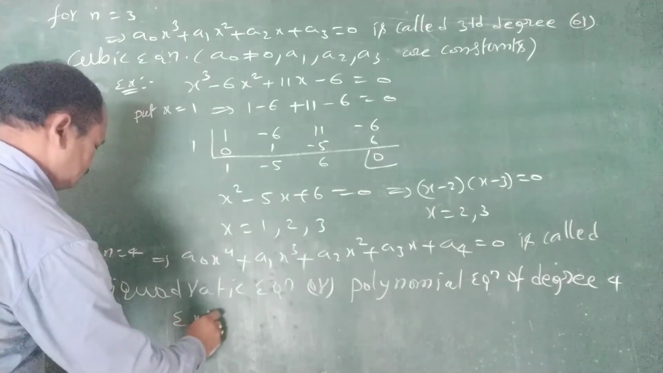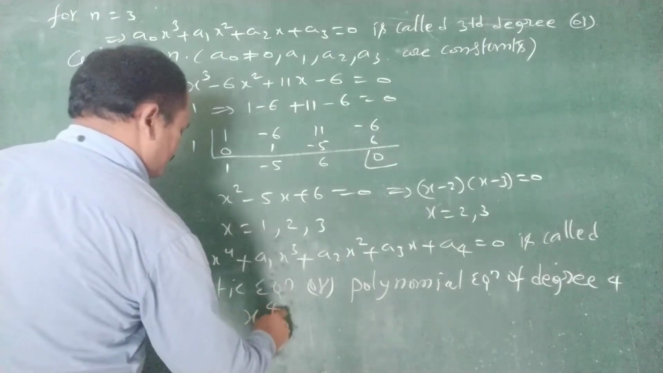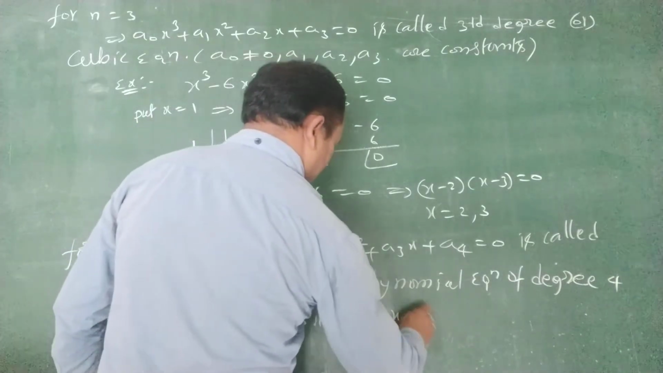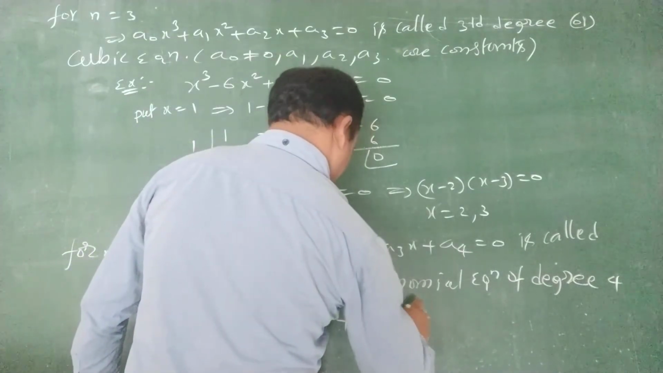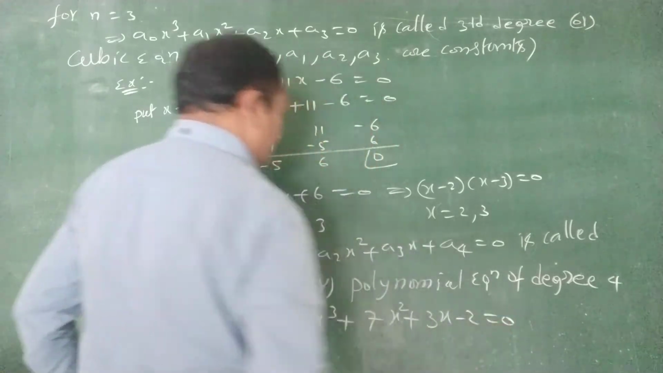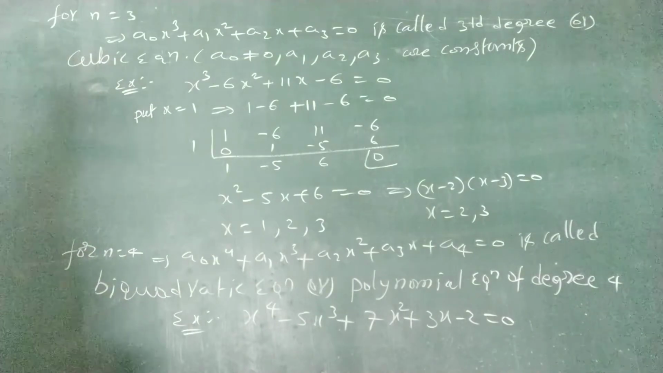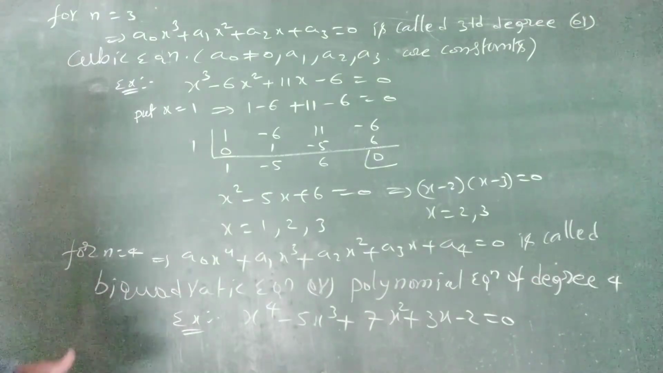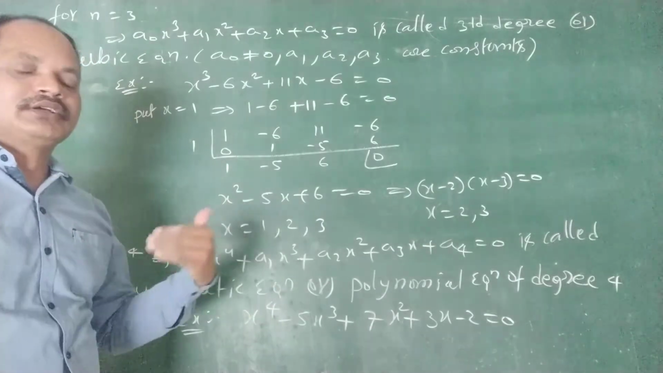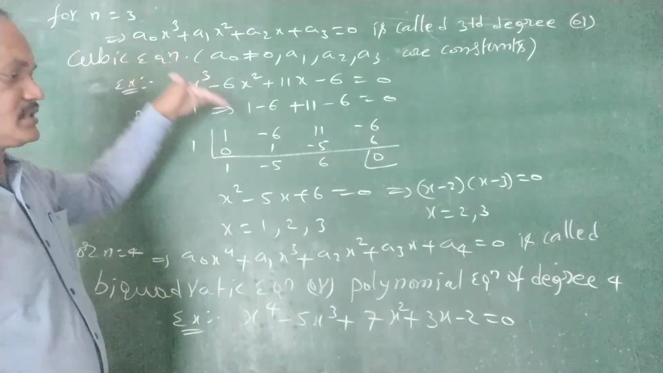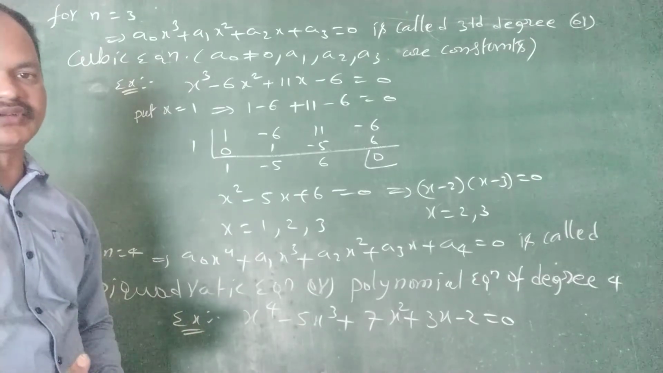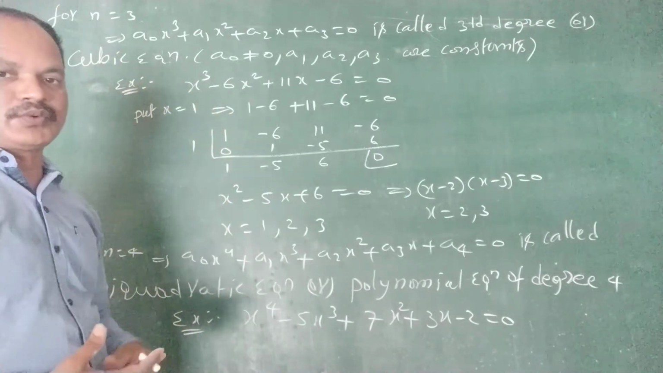Example: x power 4 minus 5x cube plus 7x square plus 3x minus 2 is equal to 0. So it is one of the equations like that. Next, for n is equal to 5, it is a fifth degree polynomial, a polynomial equation of degree 5, like that. So we have to find the roots.